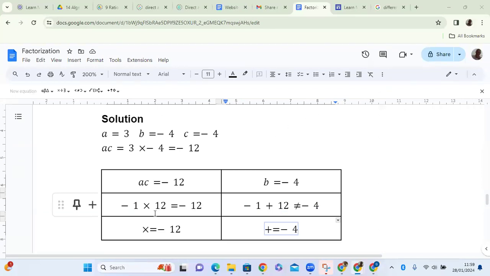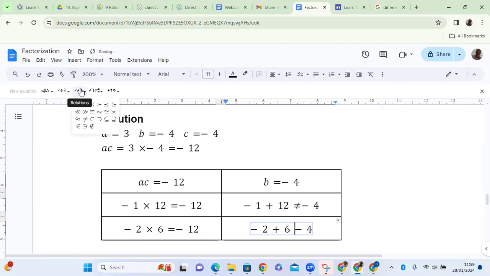So let's move on to negative 2. Is negative 2 a factor of 12? Yes. So negative 2 times what will give us negative 12? Negative 2 times 6 will give us negative 12. Now, we have to add the same negative 2 to the same 6 and see if we get negative 4. We are not getting negative 4, we are getting 4. Negative 2 plus 6 is not negative 4. So we have to continue.